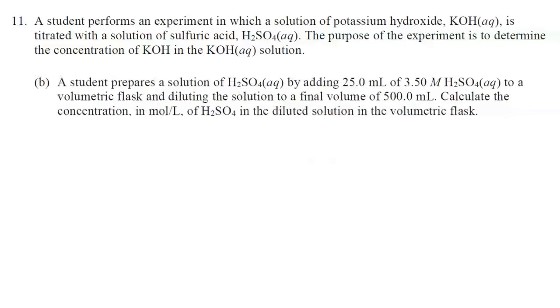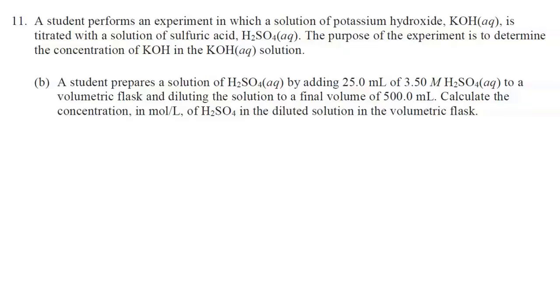All right, part B says a student prepares a solution of sulfuric acid by adding 25.0 milliliters of 3.50 molar sulfuric acid to a volumetric flask and diluting the solution to a final volume of 500.0 milliliters. Calculate the concentration in moles per liter of sulfuric acid in the diluted solution in the volumetric flask.